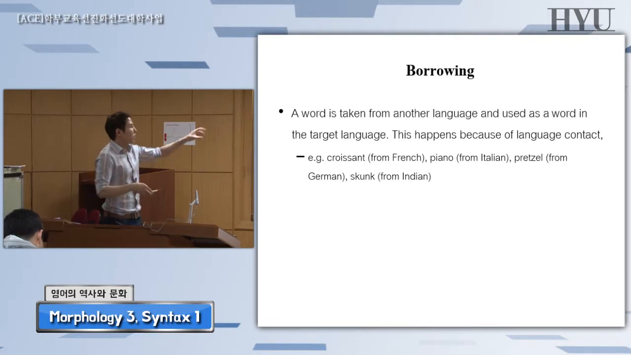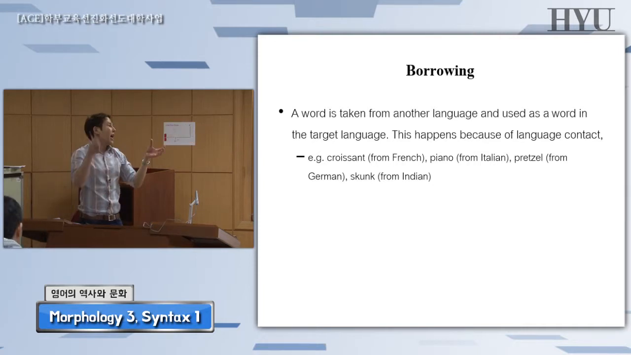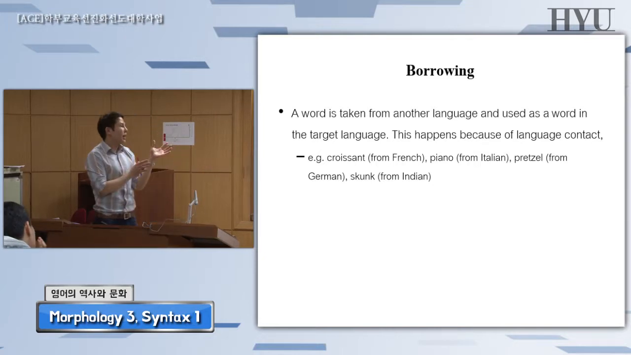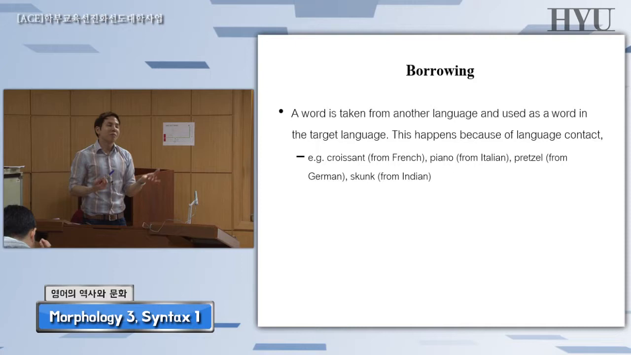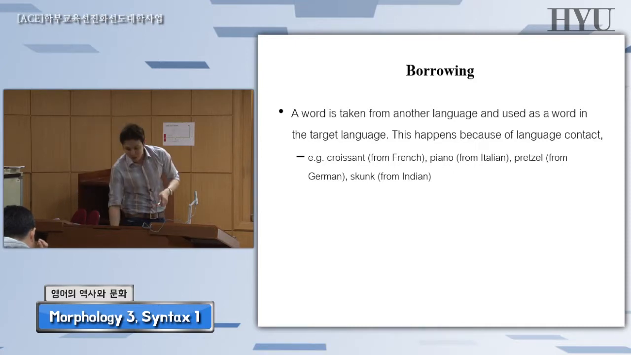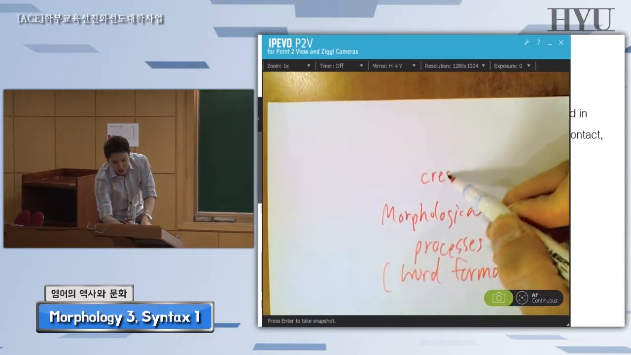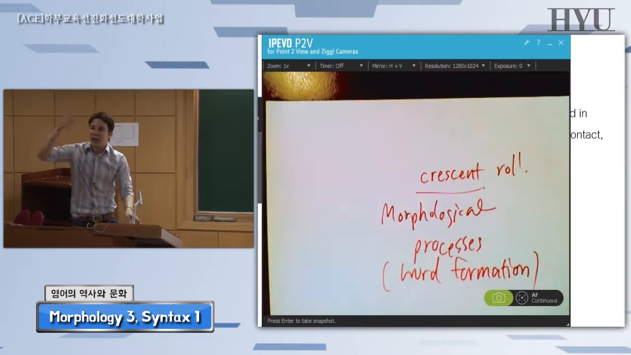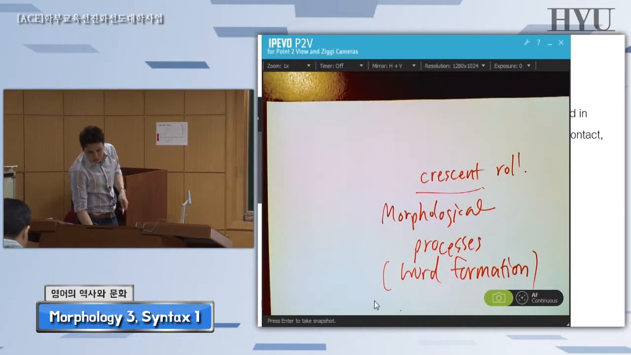So croissant, for example, is a type of bread, right? Half moon bread, like that. Okay? And when we domesticate it, we might use the word as it is, like croissant, or some people might say crescent roll, to make it more English-like. So crescent roll. So crescent is like half moon, or partially a part of the moon, like that. Okay?